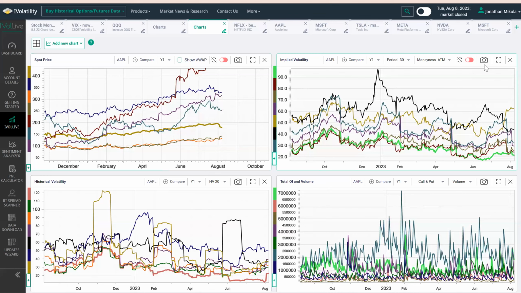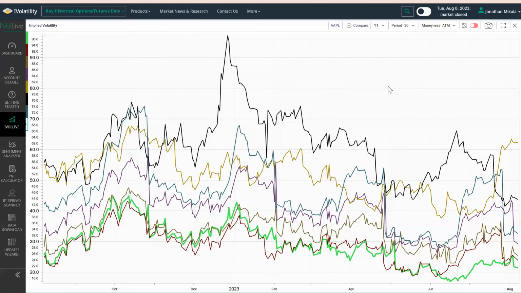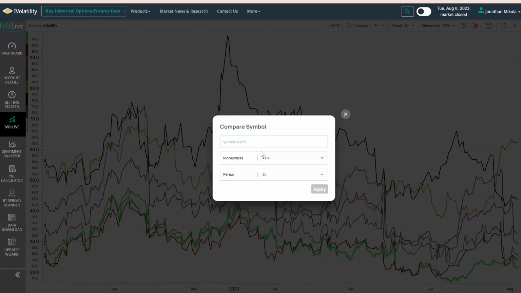Implied volatility is also very interesting. So let's come here and expand this view. So remember, if you look up here from left to right, you'll have your baseline. So Apple was the baseline that I ran the scan against. And then you have your comparison. So we're able to add any symbol here.